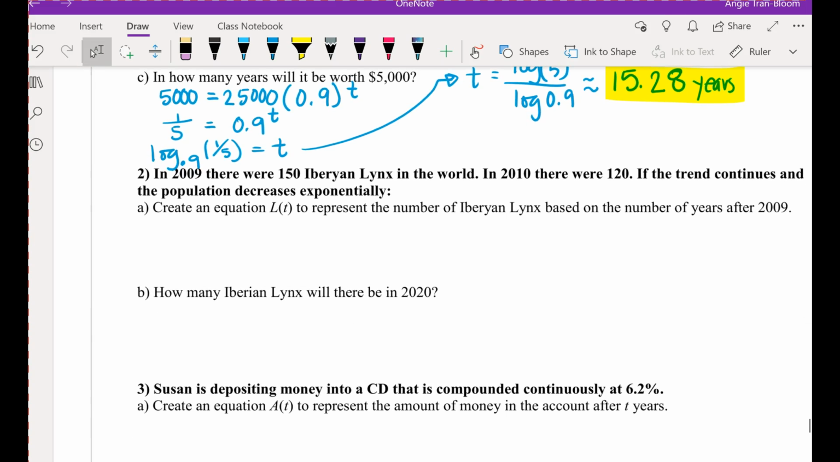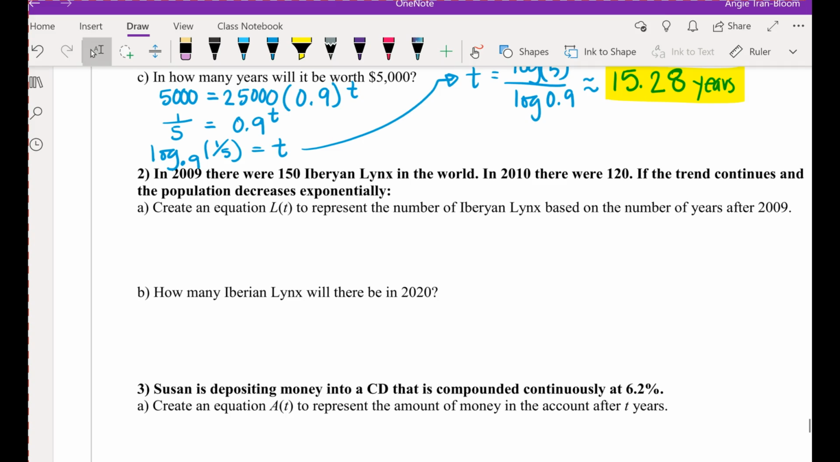Number 2, help me read. Alicia: In 2009, there were 150 Iberian lakes in the world. In 2010, there were 120. If the trend continues and the population decreases exponentially. Letter A, can you help me read? Sam: Create an equation to represent the number of Iberian lakes based on the number of years after 2009.